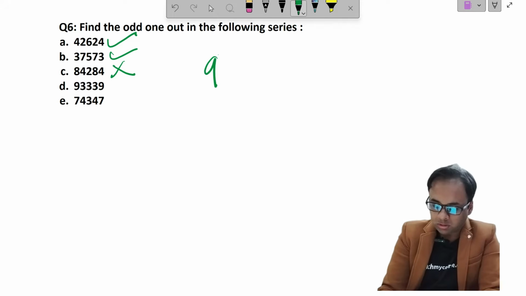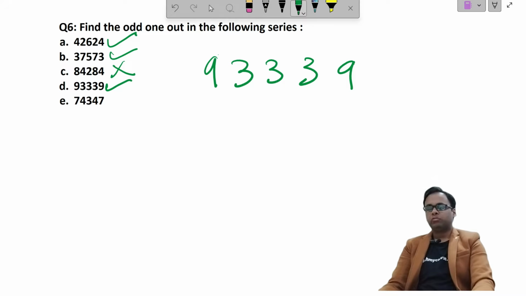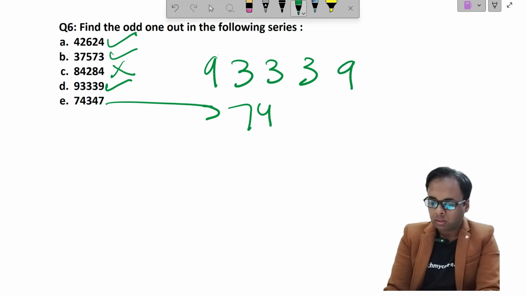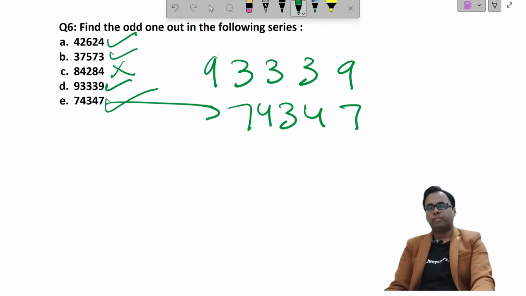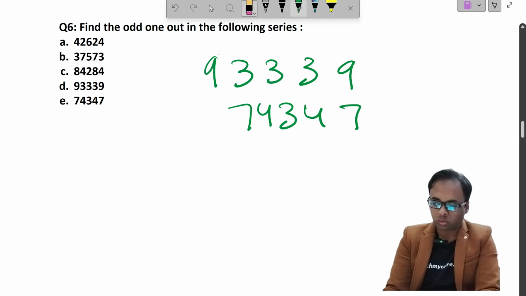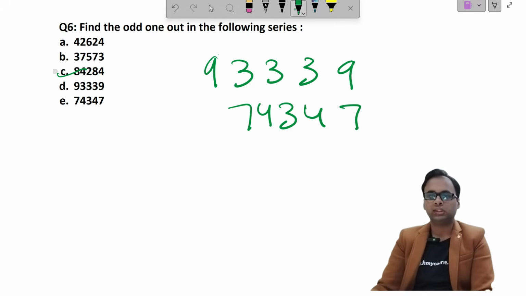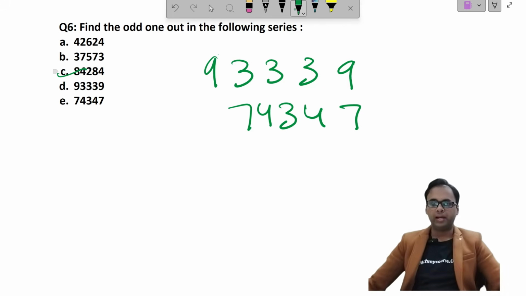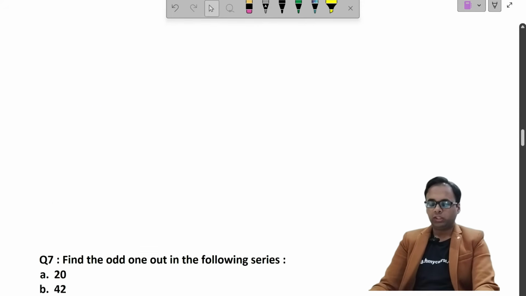Let us see 93339. It is also a palindrome when written in reverse direction. It is the same. Next we have 74347. It is also a palindrome because it is the same when written in either direction. So we come to the conclusion straight away that 84284 is the right answer. It is the odd one out since it is not a palindrome. All other options are palindromes. Let us proceed with the next one.